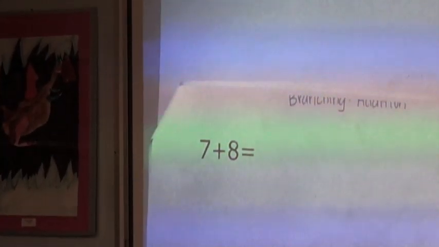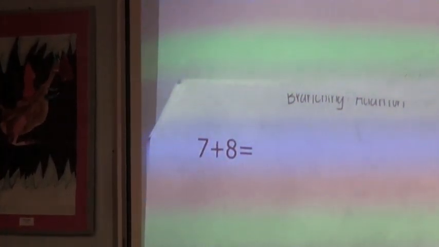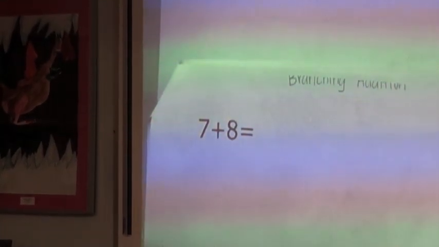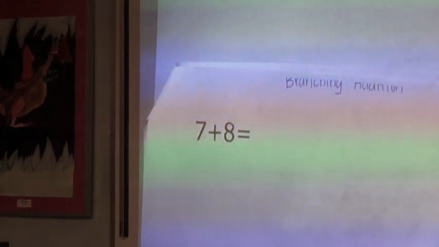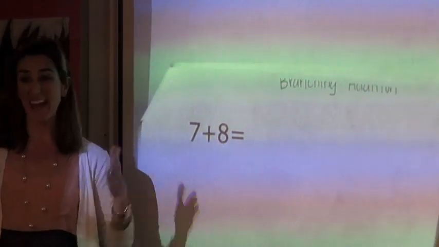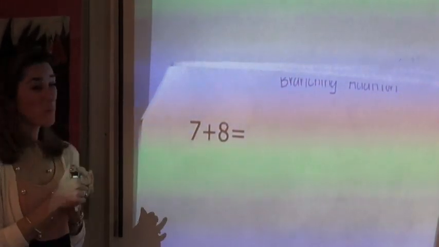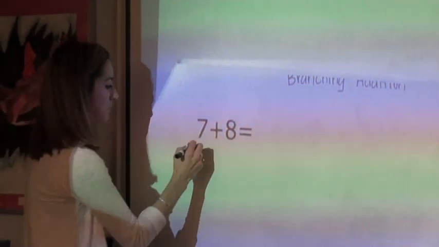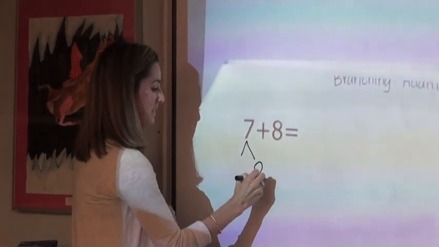And the kids know that sometimes they'll branch 8, sometimes they'll branch 7, and they've come to know, oh, I can do it both ways. Can I show both ways on my whiteboard? Sure. But I'm going to branch 7 just because 8 is closer to 10. So I only need 2 more to get to 10.